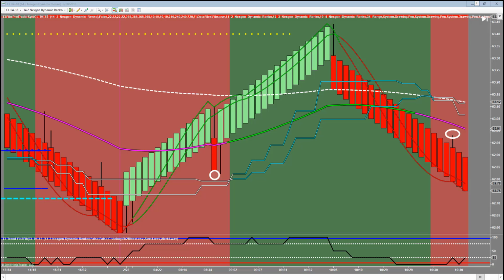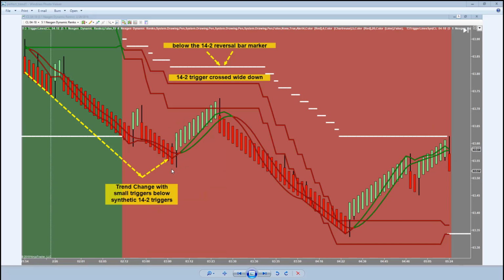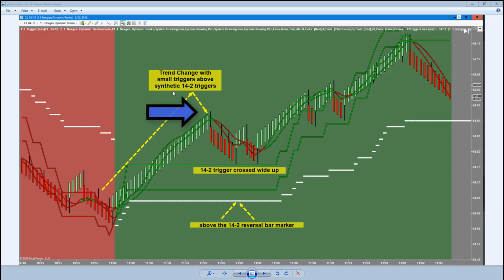In this section, we're going to go through trend trades that are on the wrong side of your 14-2 triggers. Just to review, when we have a potential trend trade short and your small triggers are on the correct side of your synthetic triggers, we've already seen that we want to be in this type of trade a little more assertively. We've also seen when we're going long and we have a trend change to the upside and our small triggers are physically above our synthetic triggers going wide up, we want to be in a little bit more assertively at the first areas.